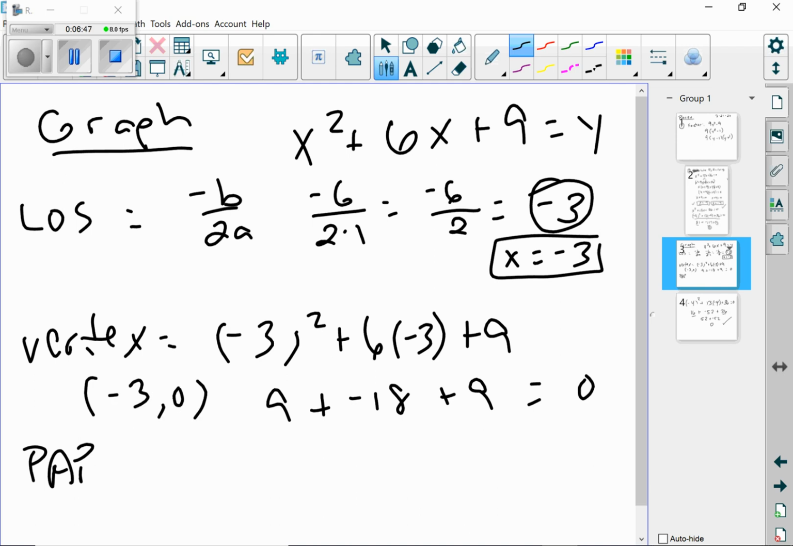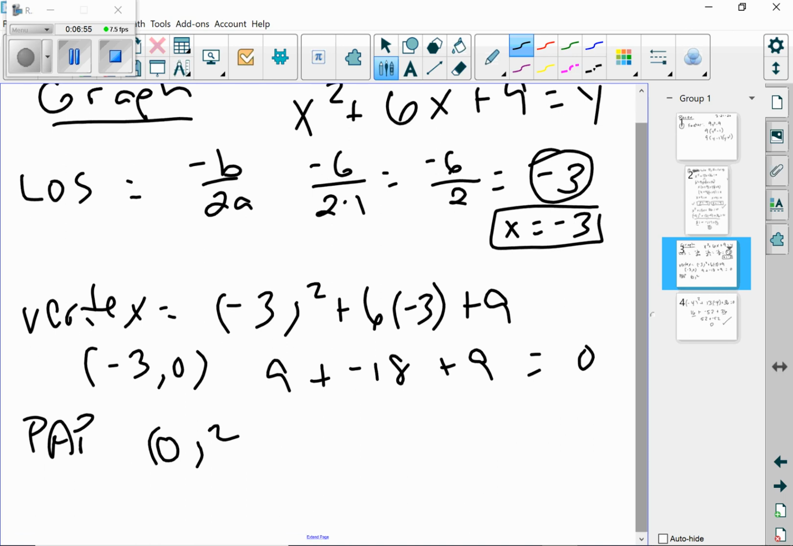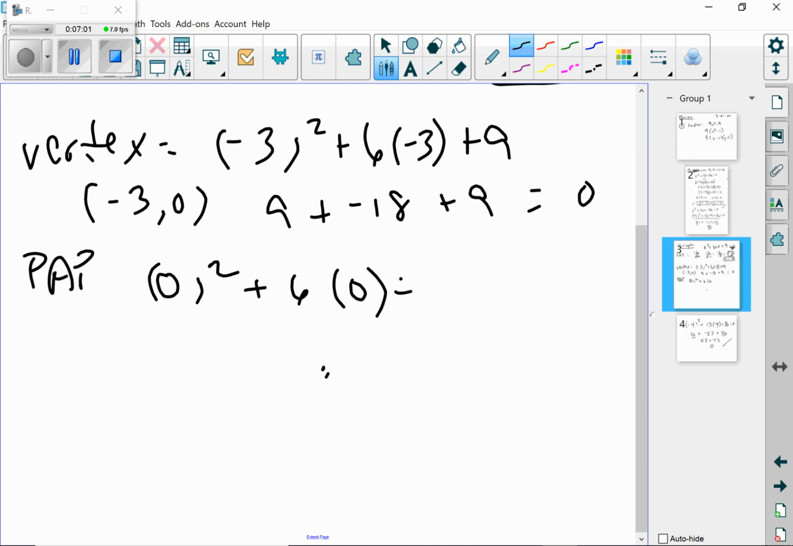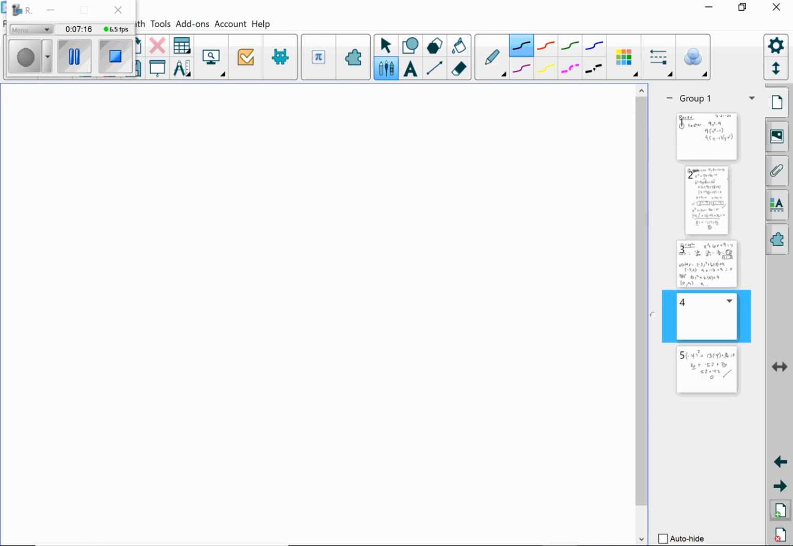For the pick a point, I always like to put in 0 if I can. So 0 squared plus 6 times 0 plus 9 gives us 9. So the point is 0, 9. I'm going to graph the line of symmetry, negative 3, 0, and 0, 9 to show you the picture. It's going to be a sketch now.